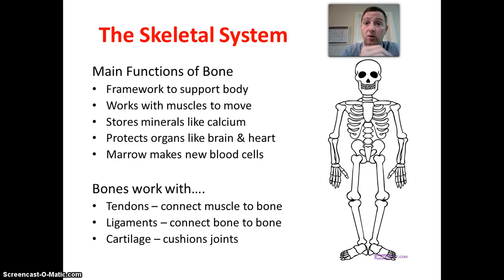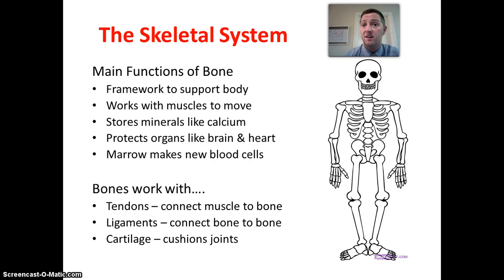You also have marrow inside of some of your bones. And that bone marrow is the site of blood cell production. So your red blood cells, your white blood cells, they actually are born. They're created inside your bones, part of the skeletal system. All right? Now, the skeletal system isn't only your bones. It's got to work with other tissues like tendons and ligaments and cartilage.